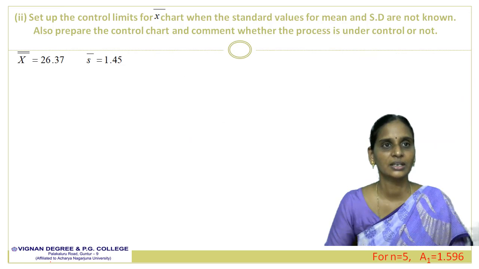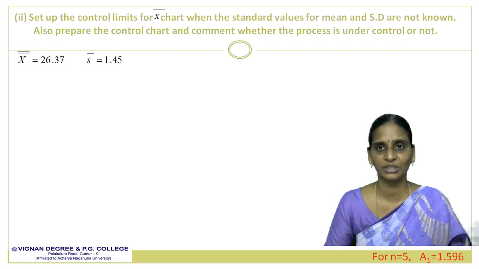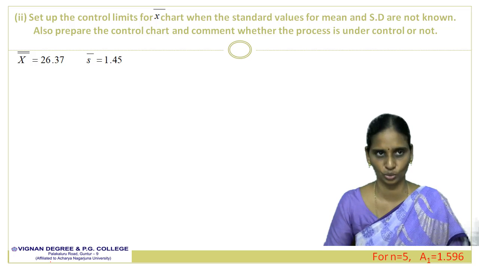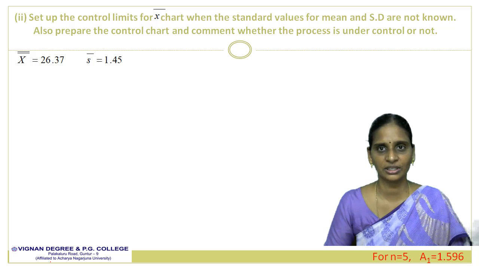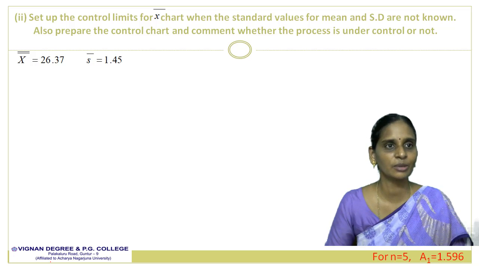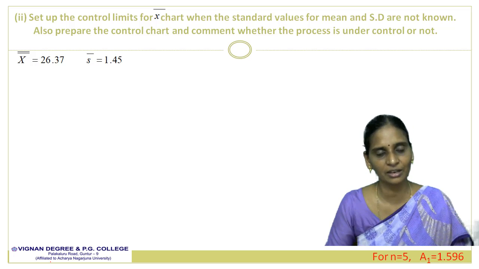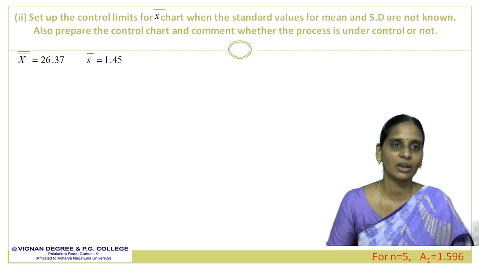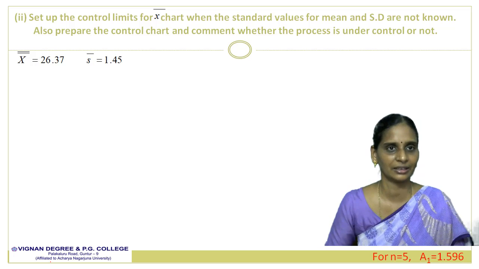The second question: set up the control limits for the X bar chart when the standard values for mean and standard deviation are not known. Also prepare the control chart and comment whether the process is under control or not. To set up the control limits for the X bar chart, we require the X double bar value and the S bar value. The value of X double bar is 26.37 and the value of S bar is 1.45, which we calculated in the previous slide.